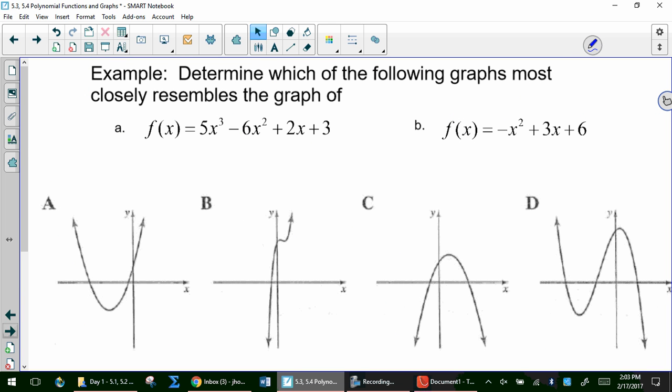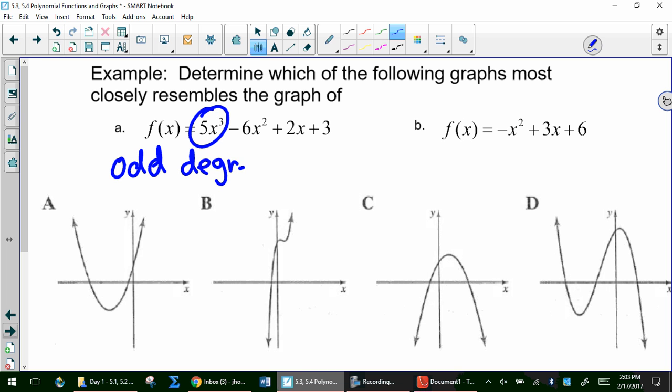Determine which of the graphs most closely resembles the graph of 5x to the third minus 6x squared plus 2x plus 3. So what do you know about that graph? Sydney? The degree is odd. And it's positive, so it's a positive odd degree, so it's going to look like x cubed. Which of these looks like x cubed? B.